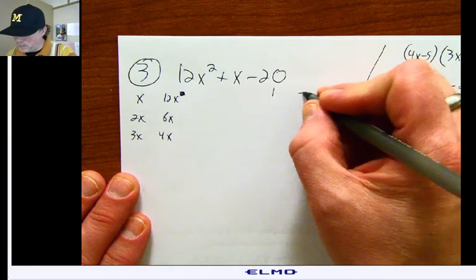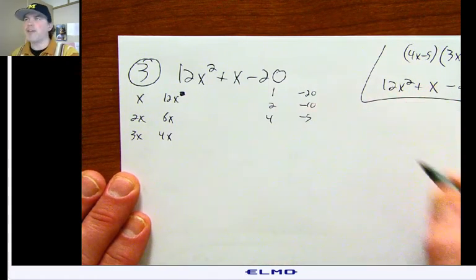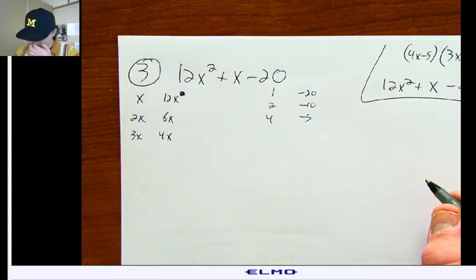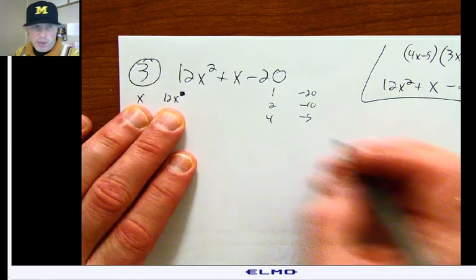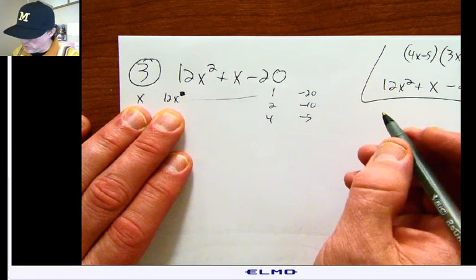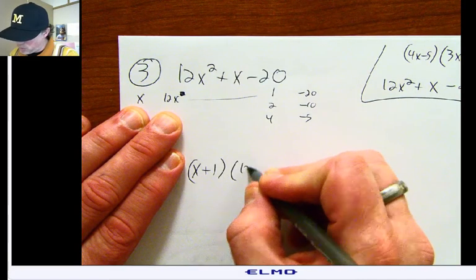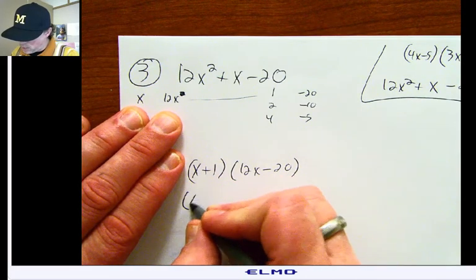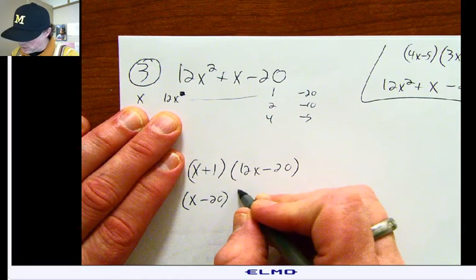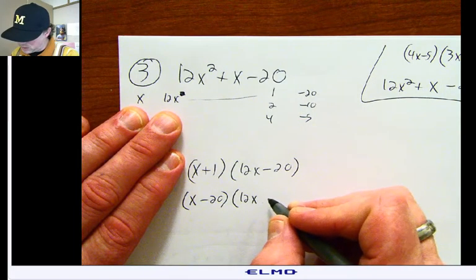It could be 1 and negative 20. It could be 2 and negative 10. 4 and negative 5. Okay, that's pretty much it, I guess. So maybe x and 12x match up with 1 and negative 20. So x plus 1, 12x minus 20, or x minus 20 and 12x plus 1.